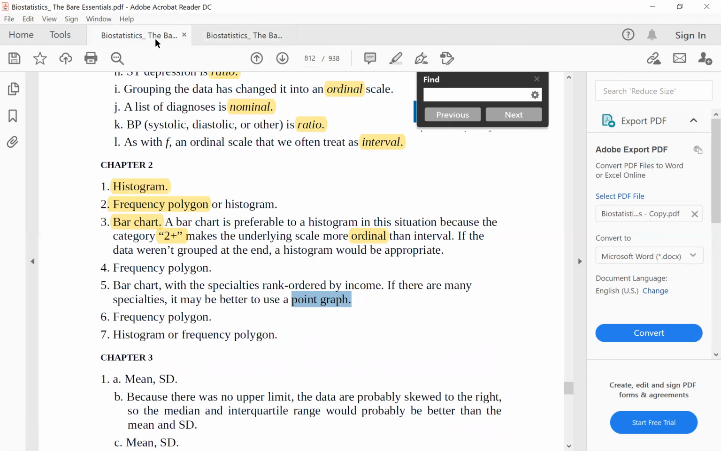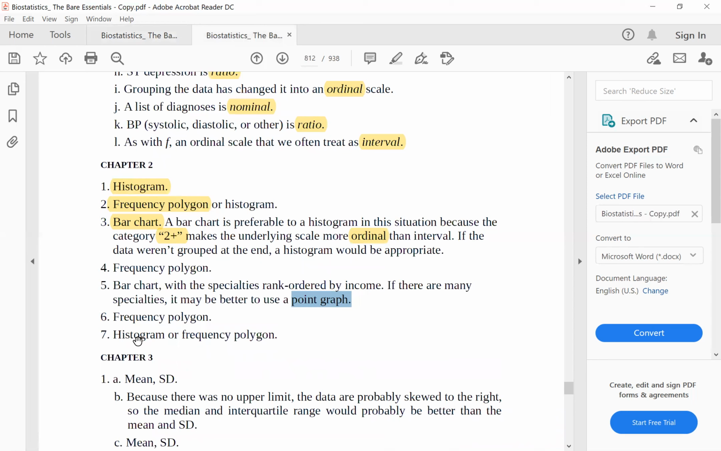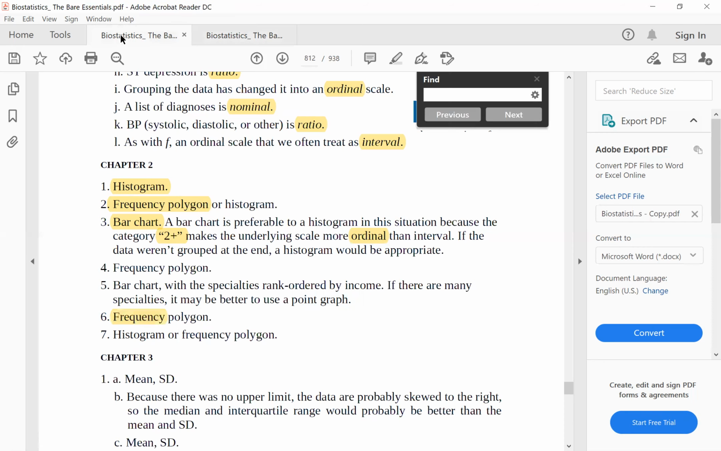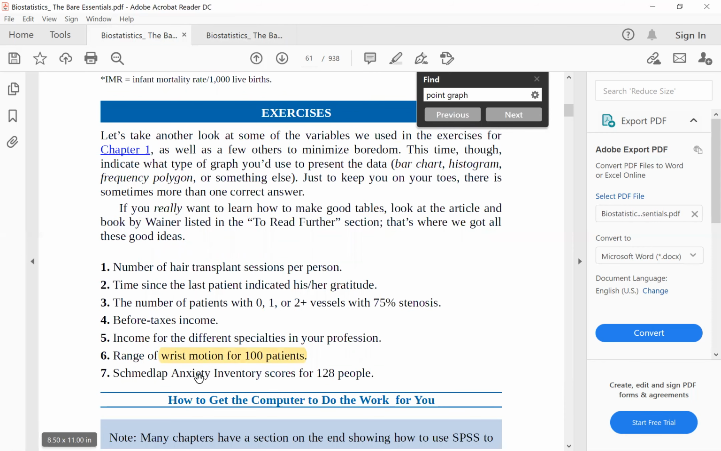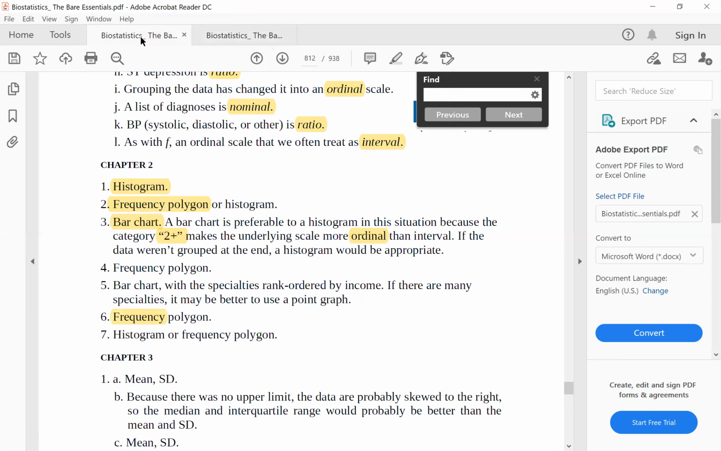Then number 6 is asking range of motion for 100 patients. This is a frequency polygon. You're going to use a frequency polygon for it. Number 7, anxiety inventory scores for 128 patients. You're going to use a histogram or a frequency polygon.